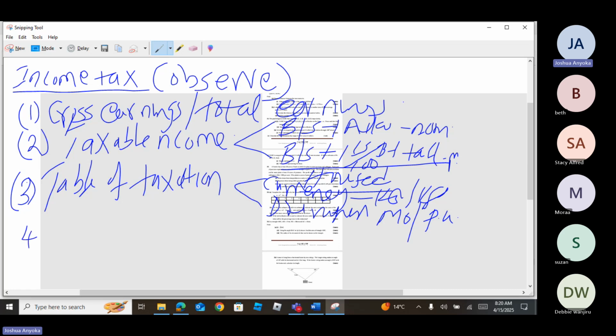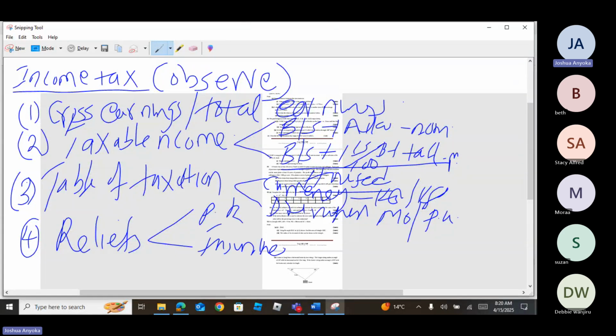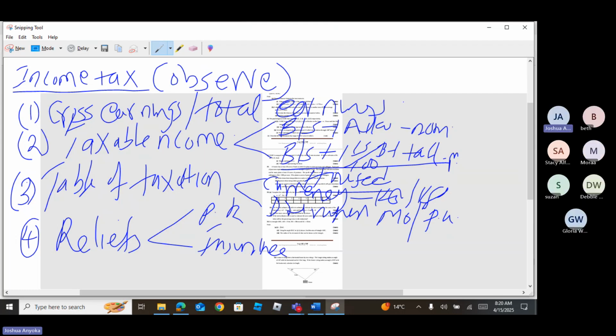After that, number four, understand reliefs. What kind of reliefs do you have in the question? Do we have the personal relief? And do you have the relief due to insurance, where you will be guided on how to get the relief when somebody has a life cover or an insurance?